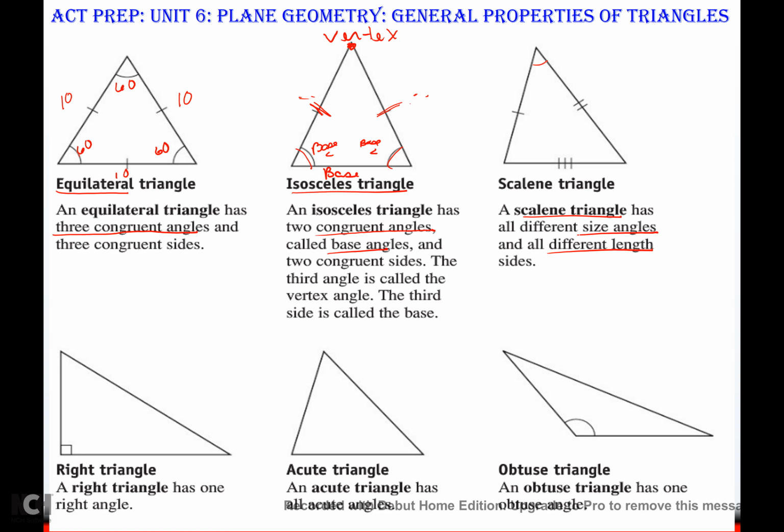A scalene triangle has all different size angles and all different length sides. So none of the angles can be the same. None of these sides can be the same measure. If everything's different, then you have a scalene triangle. A right triangle can't have more than one right angle in it. An acute triangle has all three angles that are less than 90 degrees. An obtuse triangle has one angle that is greater than 90 degrees.